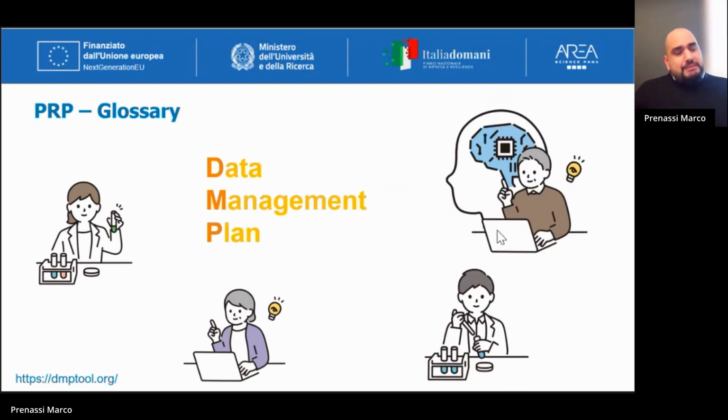Last term, data management plan, that you have seen a lot. It is a useful tool to make this data FAIR. So how do we make this data FAIR, how do we make this data open, if you want to make it open, and so on. That's the terminology.